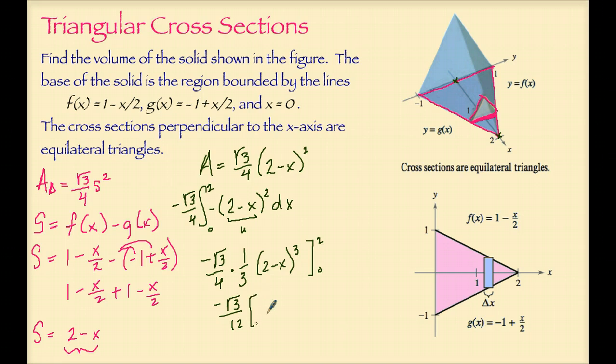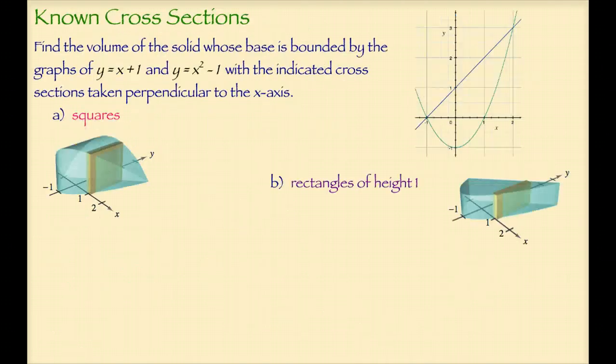And now I'm going to put 2 in for x and get 2 minus 2, which is 0 cubed, 0 for the first term. And then when I put 0 in for x, I get 2 cubed, which is 8. When I multiply negative 8 times negative square root of 3 over 12, my result is 2 square root of 3 over 3 cubic units. Remember, this is a volume. And that's your answer.